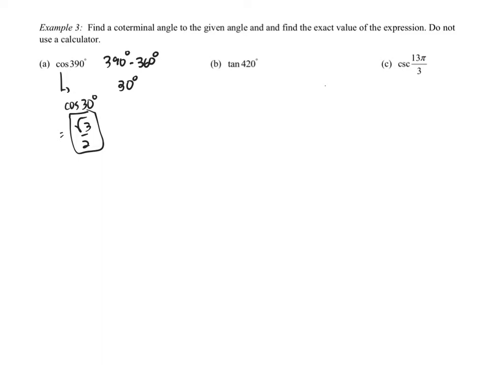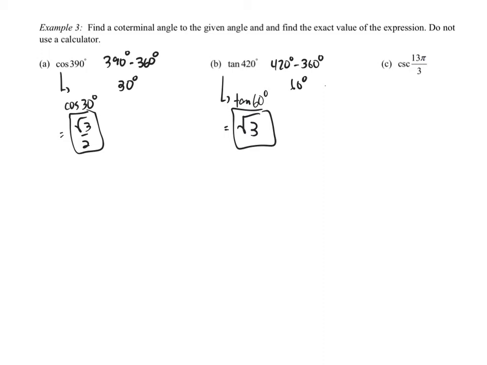Okay, letter B, same thing. I have 420 degrees. I want to find a coterminal angle with that by subtracting 360, and so that would give me 60 degrees. And so that means that this tangent of 420 is really just the same thing as tangent of 60 degrees. And again, that's an exact value that you should have memorized from your table. It should be the square root of 3.